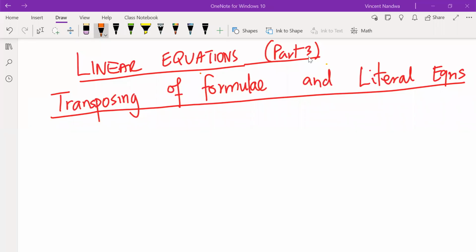Welcome back. In this session, we are going to discuss how to transform a formula and how to solve literal equations. So let's first start by defining what we mean by a literal equation.